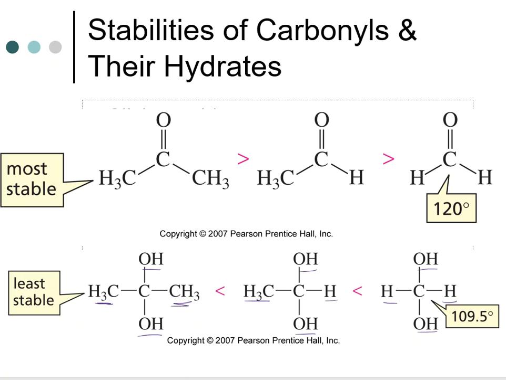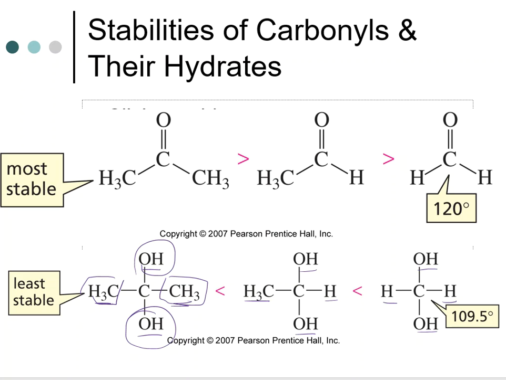So the least stable of the bunch is actually going to be the more substituted ones. So here we see two OH groups on a carbon that has an R group and another R group. These take up space. And the OH groups take up space as well. They're quite large. They have a large electron cloud on them. They're both negative areas. They push each other apart. So because of that, there's a significant amount of strain that can happen here.